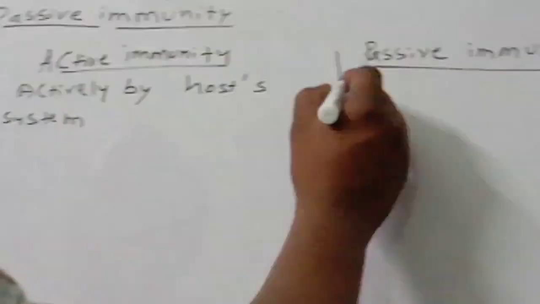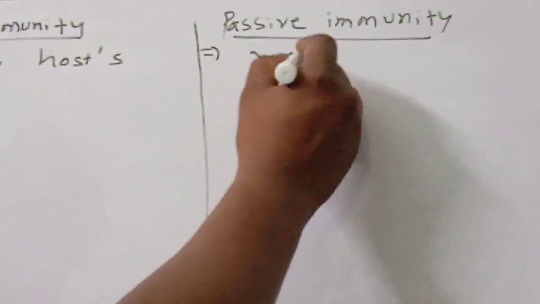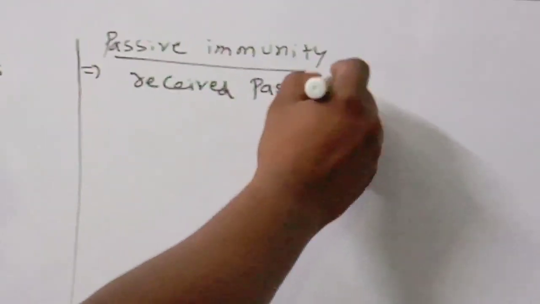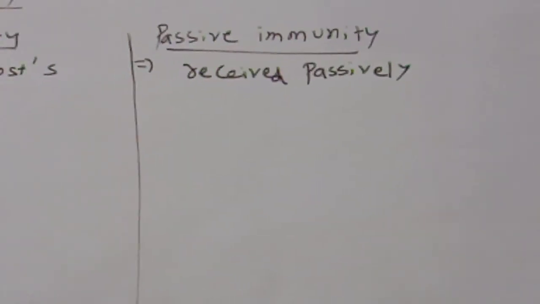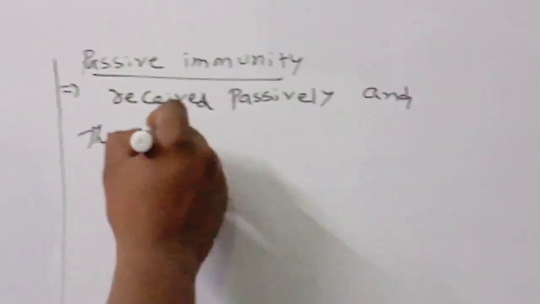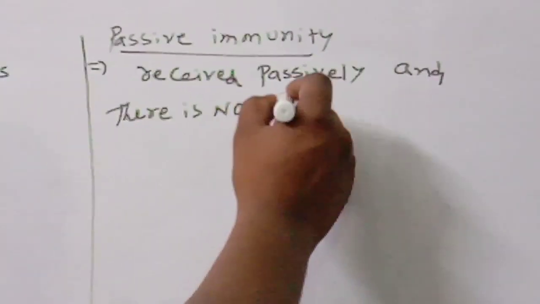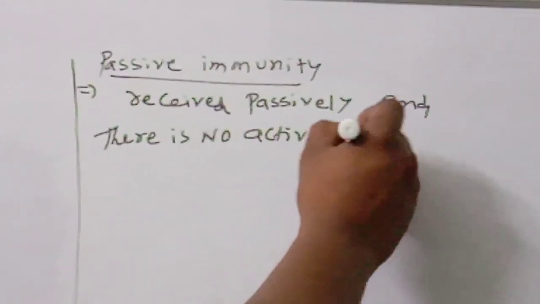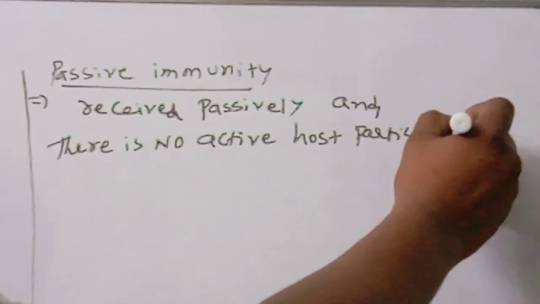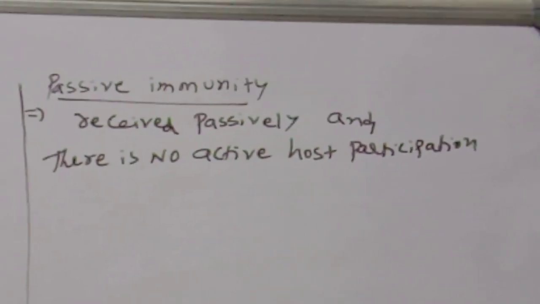Passive immunity is received passively, and there is no active host participation. So the host cannot be involved in producing passive immunity.